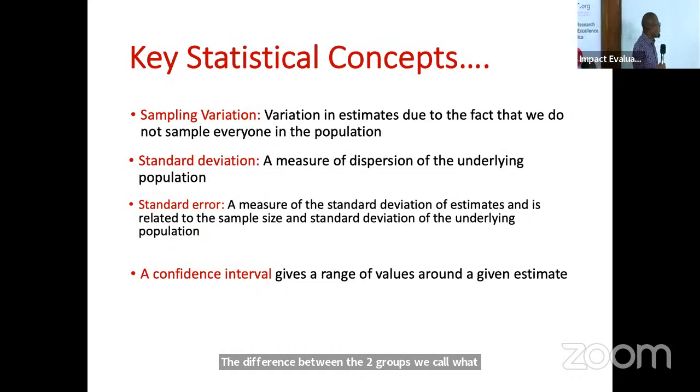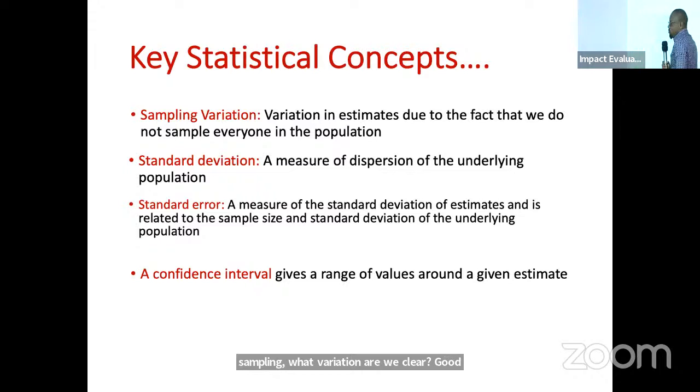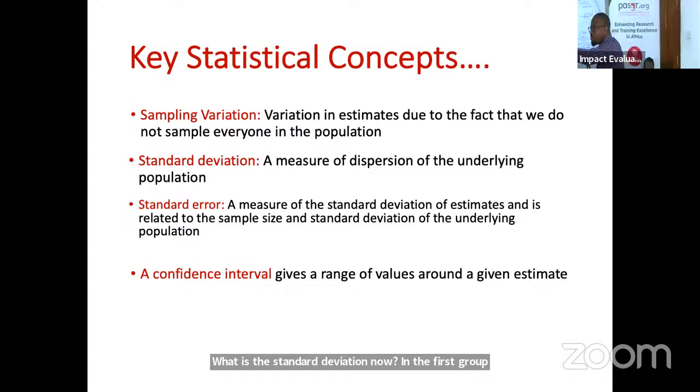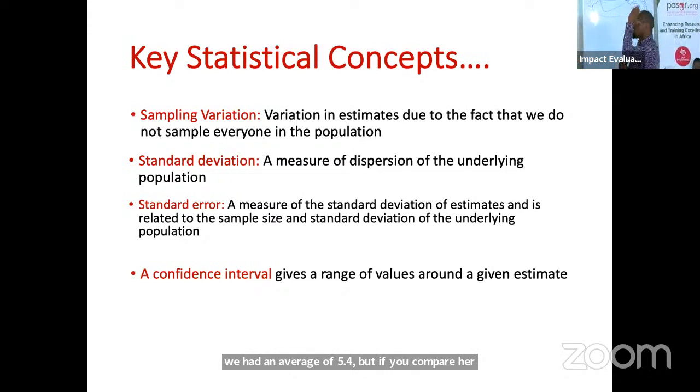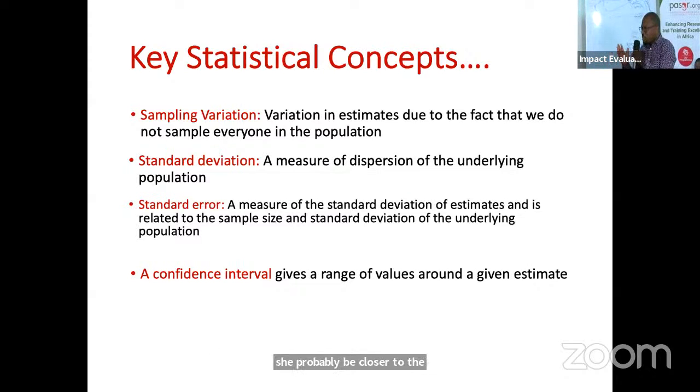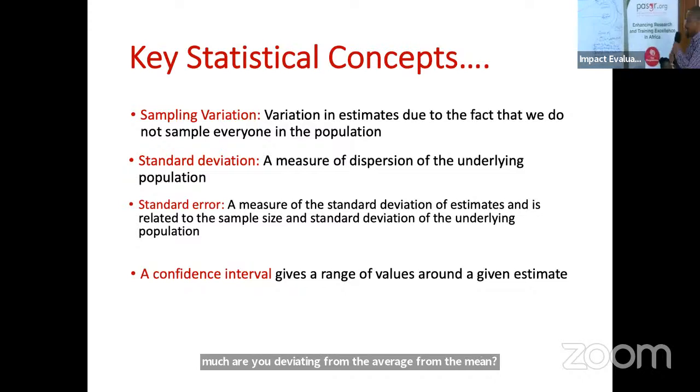Good. What is the standard deviation? Now, in the first group, we had an average of 5'4". But if you compare her height against the mean, you'll see she's very far from the mean, right? The closer you are, the standard deviation is small. The farther away you are, how much are you deviating from the average, from the mean? Are we together? So standard deviation, or sometimes we call variance.